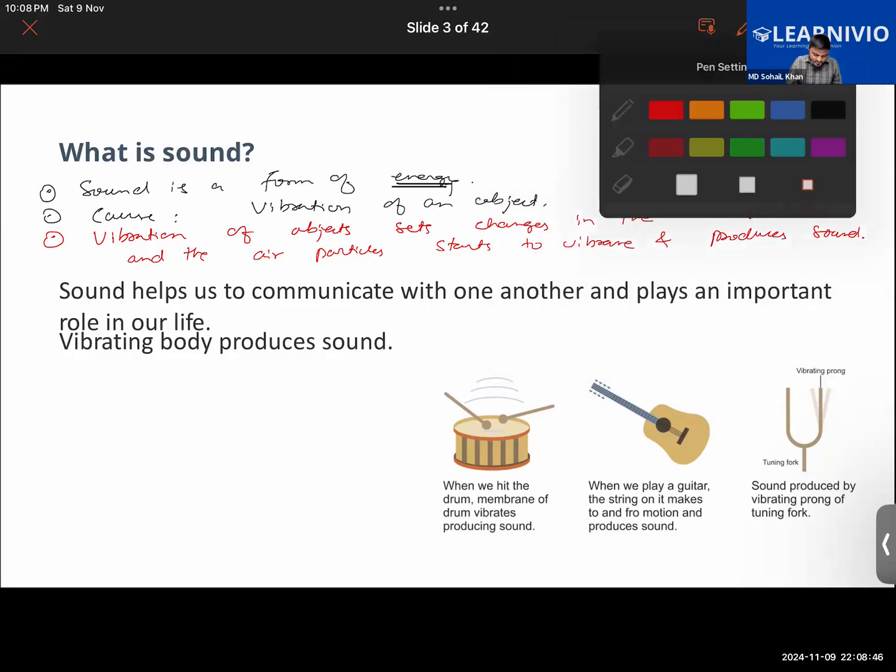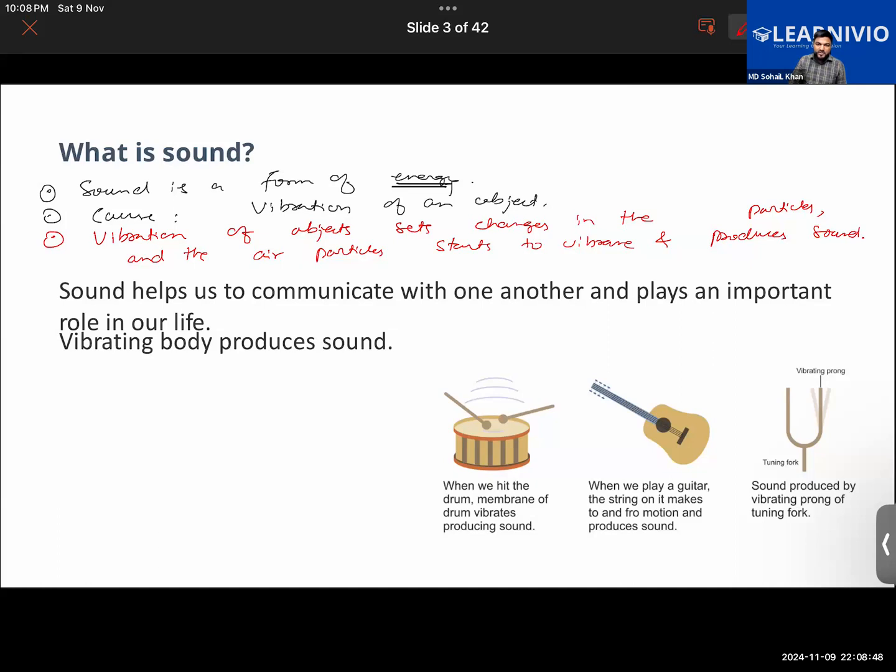Okay, we can simply say particles, because if you were to say just air particles, we would be limiting sound only to the air. Sound can be produced under water also, and in solids too. So we will see that sound can travel via different mediums, whether solid, liquid, or gaseous.